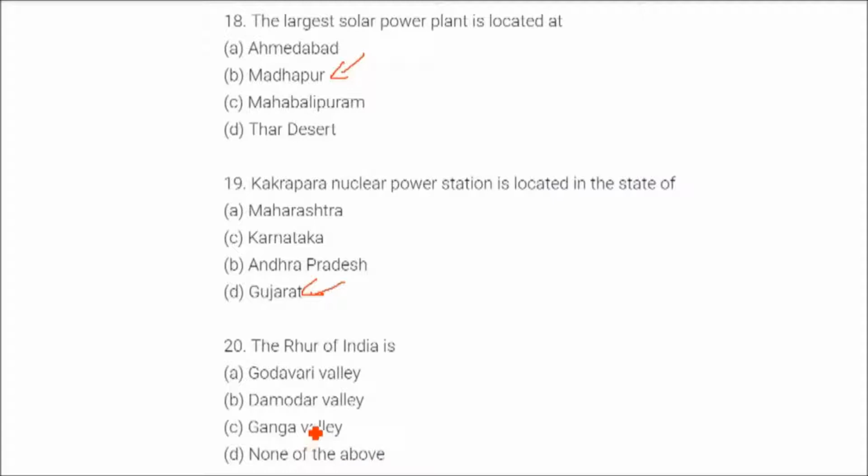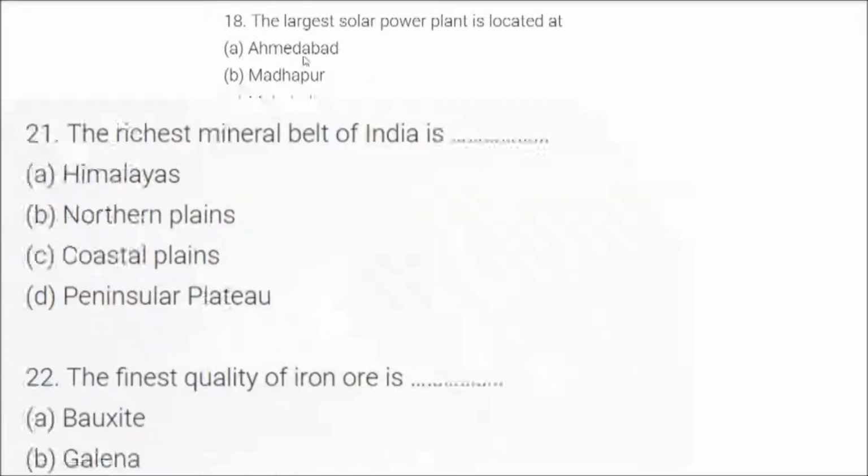The Ruhr of India is, the answer is, Damodar Valley. The Ruhr, I guess, is in Germany. That place is rich in minerals. That is why we say that this place is the Ruhr of India. So the answer is, we are taking 20, so it will be Damodar Valley.